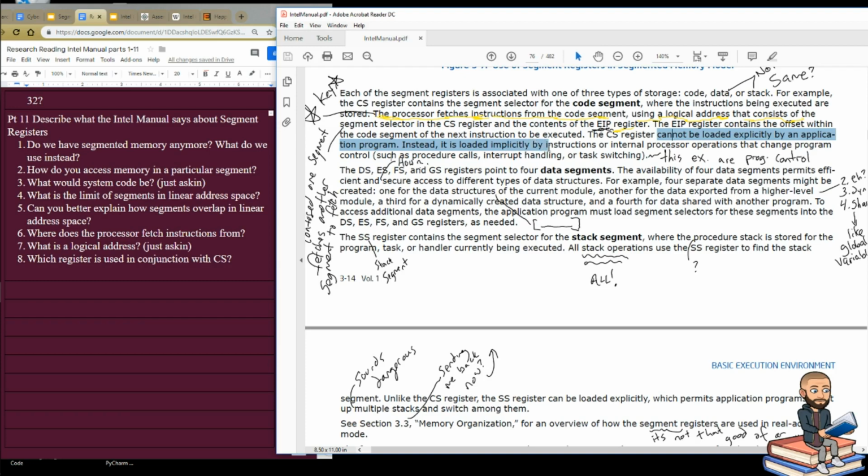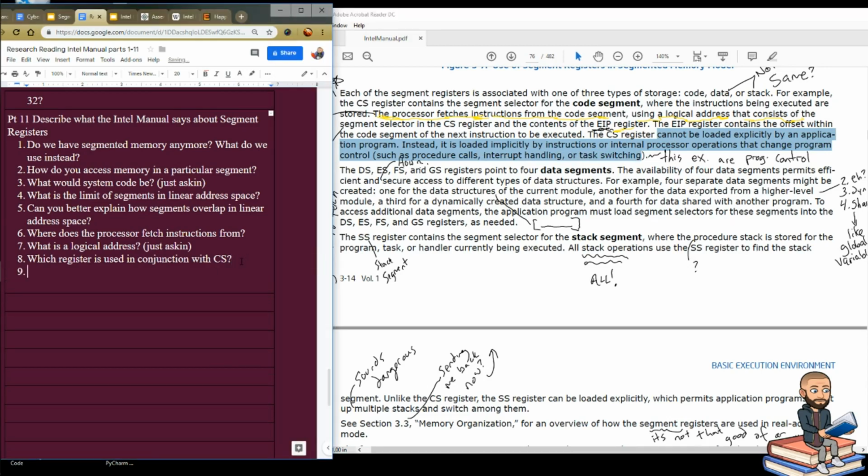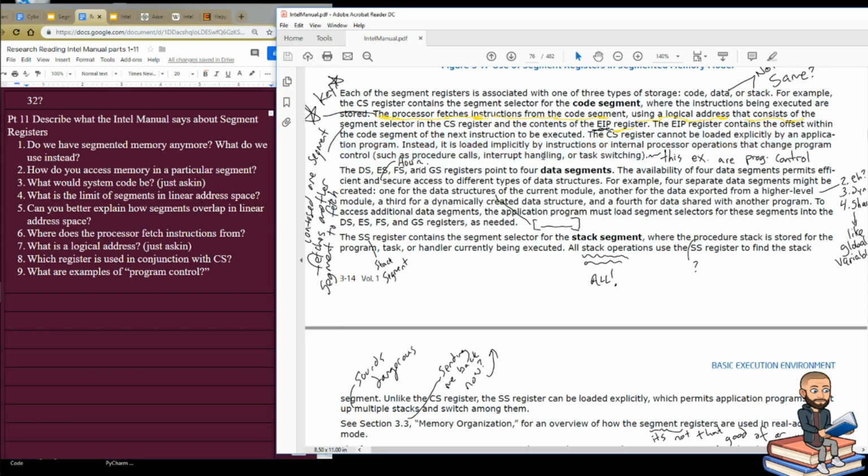Instead, it is loaded implicitly by instructions or internal processor operations that change program control, such as procedure calls, interrupt handling, or task switching. Oh, and so there's a good question: what are some examples of program control? Some examples include procedure calls, interrupt handling, or task switching.